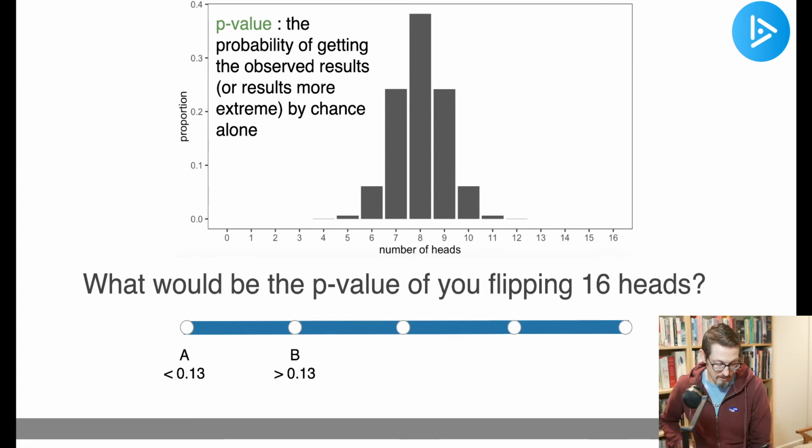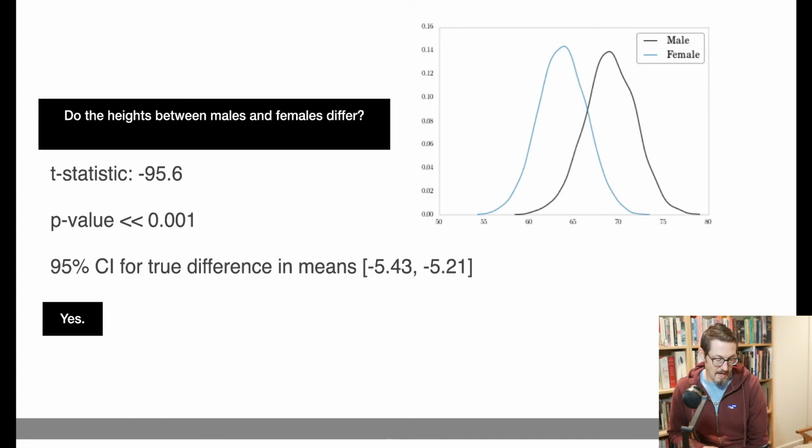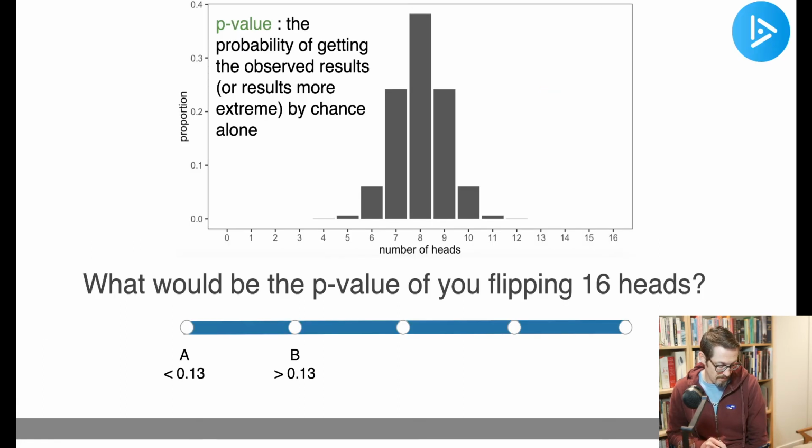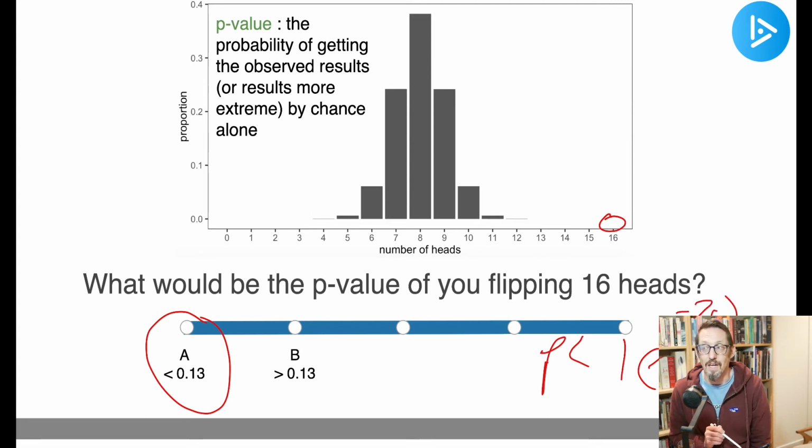So the correct answer is, of course, A, which I didn't write down there, but yeah. So unlikely events like getting a 16 out here are highly unlikely, and that means that their p-value is going to be something like, I don't know, 1 times e to the minus 20. I'm making that number up, but it's going to be unlikely.